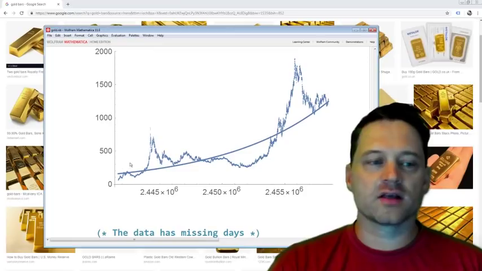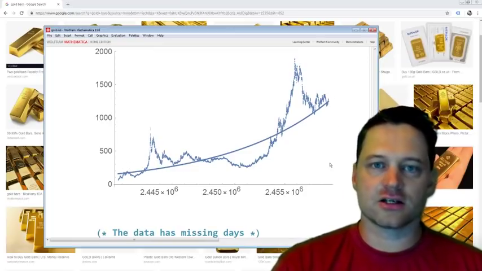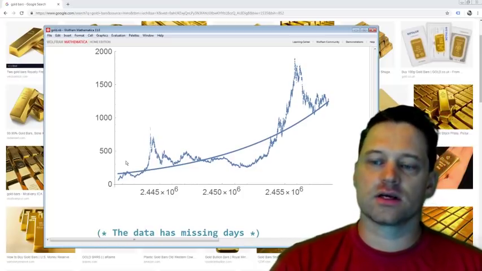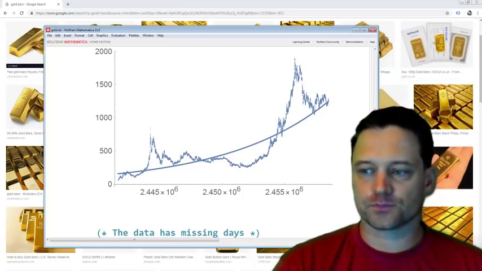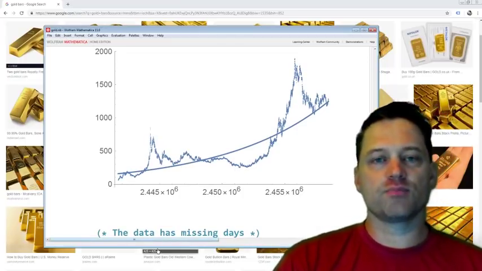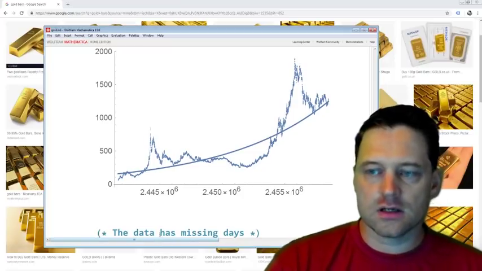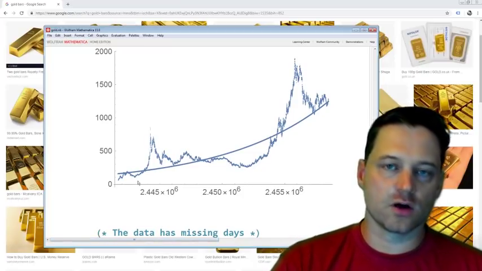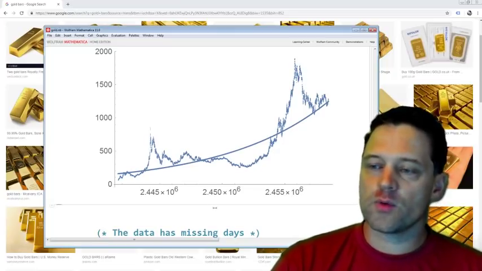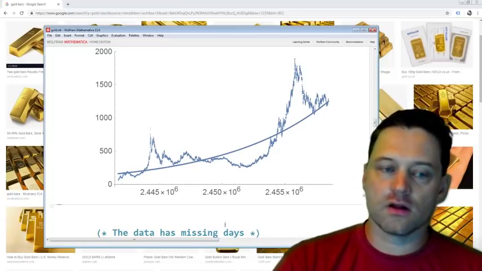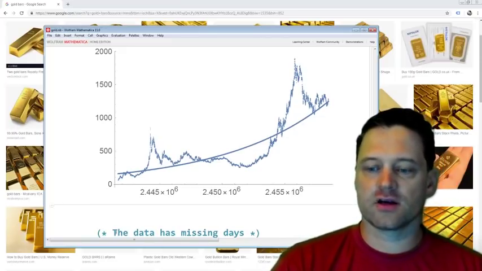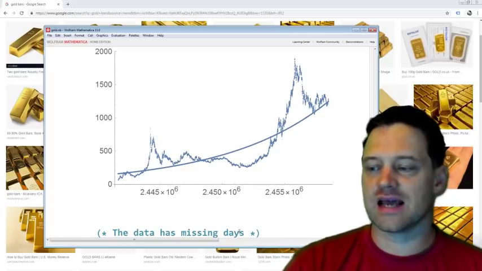Okay, so this is what we constructed in our last session on the price of gold using a technique known as least squares. So we constructed this exponential model and we got an equation for it. But now as we proceed to get a better model for the price of gold over the last 45 years, what we want to do is first of all fill in the missing days in the data. Down here I've got the comment, the data has missing days.